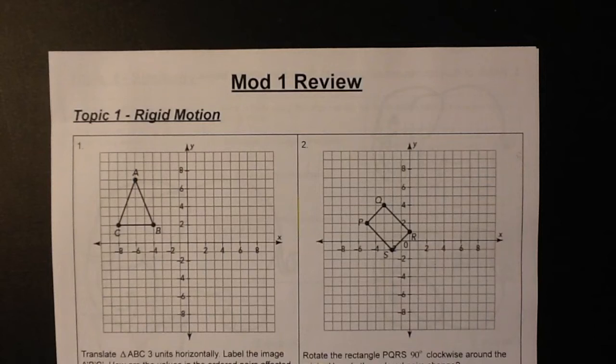Alright, here's our Module 1 review. We're going to go through everything that we learned in Module 1. So starting with Topic 1, which was rigid motion, so that's reflection, translations, rotations, things like that.